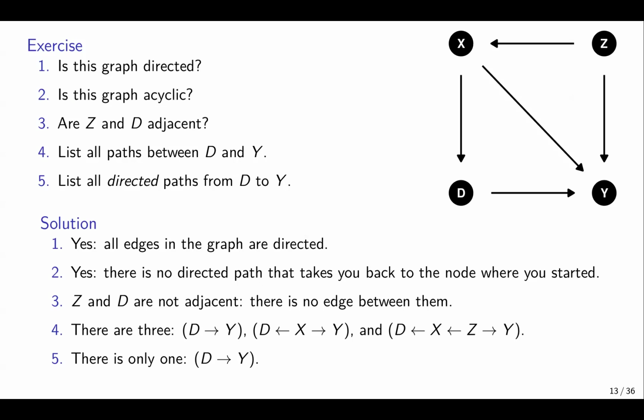All right, Z and D, are they adjacent? Well, no, because there is no edge between them. What about all the paths between D and Y? Well, there are actually 3, and I've listed them here, but only one of those paths is directed.